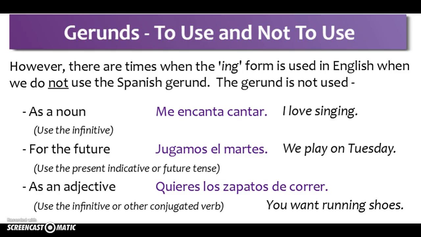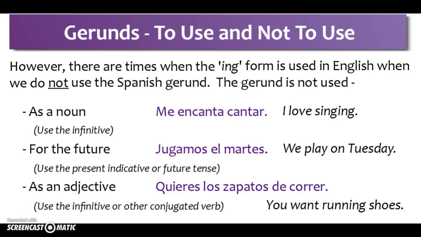When do we not use the gerund? We don't use the gerund as we do in English for a noun. If I want to say, I love singing, in Spanish I stick with the infinitive. Me encanta cantar. I'm not going to use the gerund for the future tense either. We play on Tuesday. Jugamos el martes. I'm going to stick with either the present indicative or go on to the future tense, but not using the gerund.